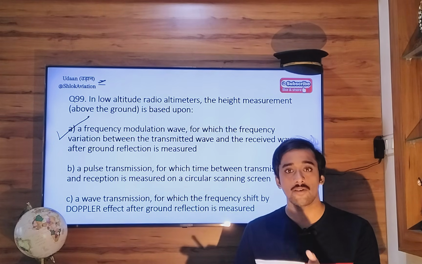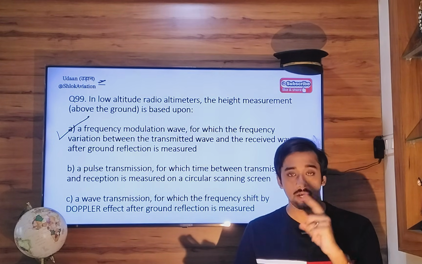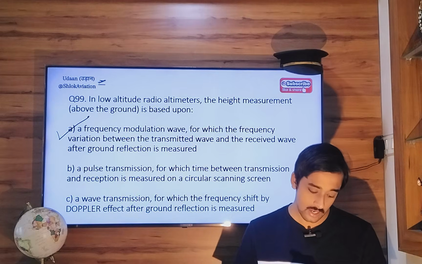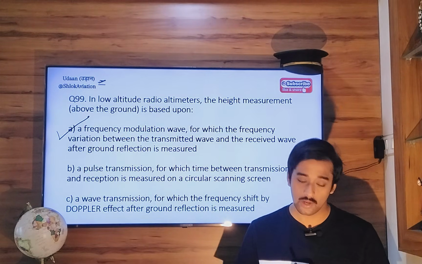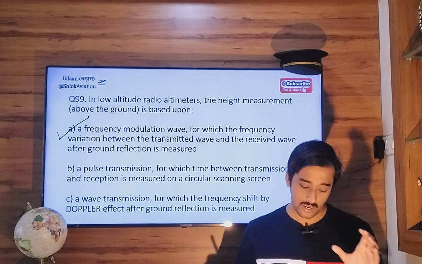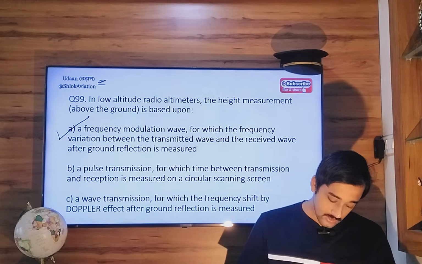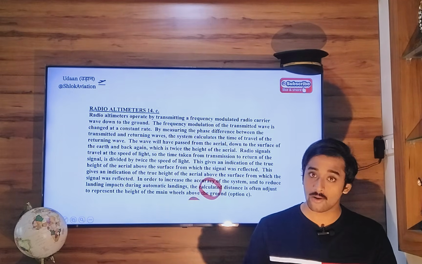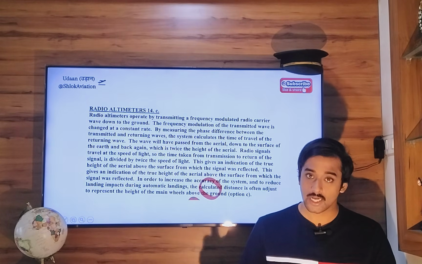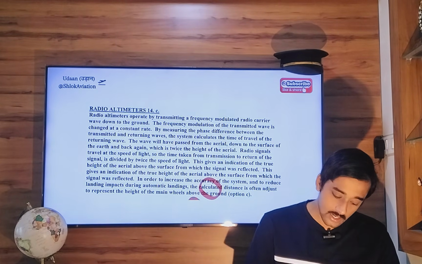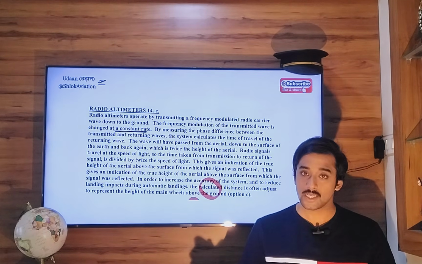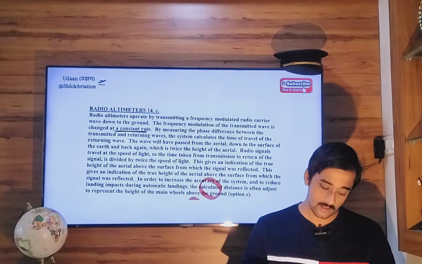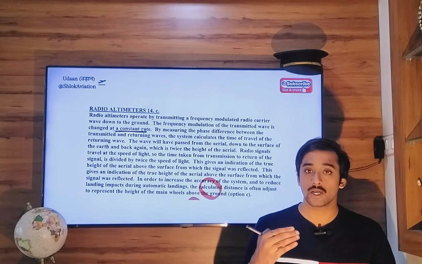It goes to the ground, gets reflected, comes back to the aircraft. Now during its journey to and fro, the frequency of this carrier wave will change. So there will be modulation of frequency, for which the frequency variation between the transmitted wave and the received wave is measured. Remember, radio altimeters operate by transmitting a frequency modulated radio carrier wave down to the ground. The frequency modulation of the transmitted wave is changed at a constant rate. By measuring the phase difference between the transmitted and returning waves, the system calculates the time of travel of the returning wave. So how much time it has taken to go and come back.